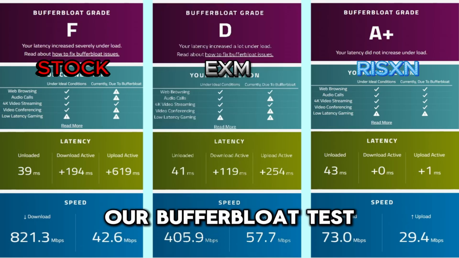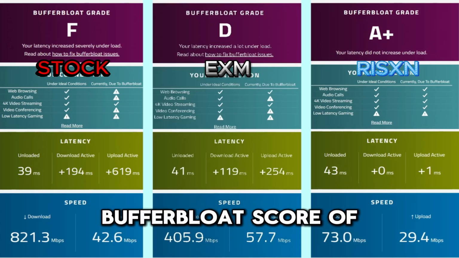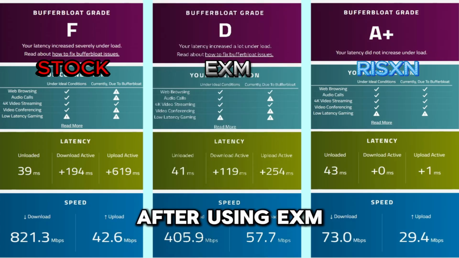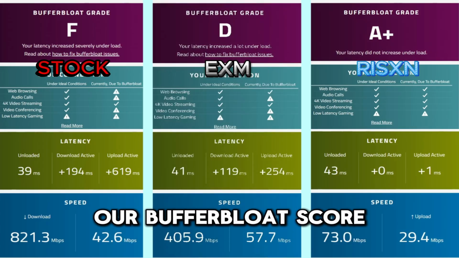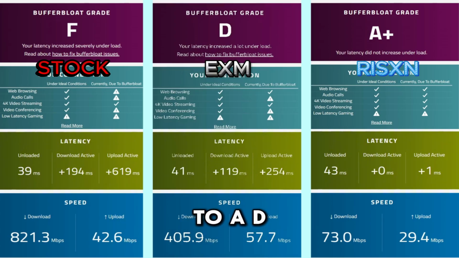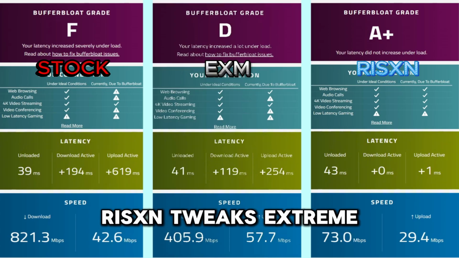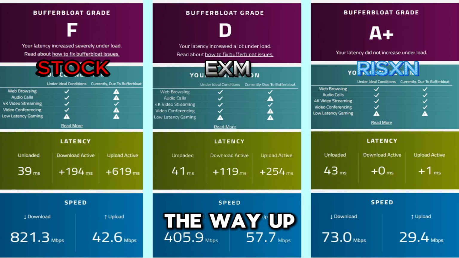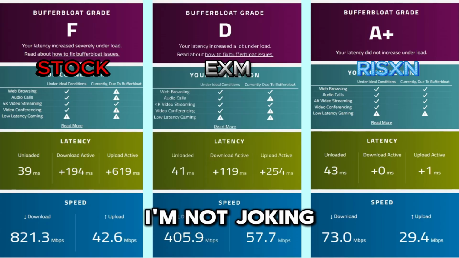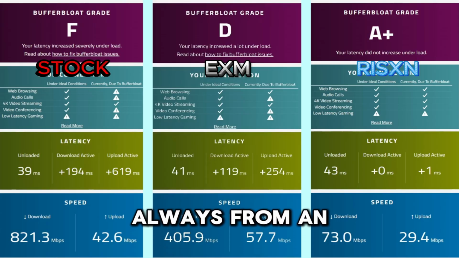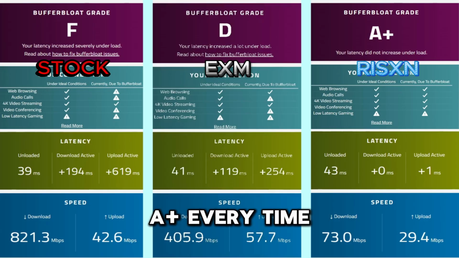Our Bufferbloat test revealed that on the stock OS, we got a Bufferbloat score of an F. After using EXM Premium Utility, our Bufferbloat score improved one grade, up to a D. But after using the Risxn Tweaks Extreme panel, our Bufferbloat score went all the way up to an A+. I'm not joking when I say this, I think this has the best network tweaks on the market. Always from an F to an A+, every time.